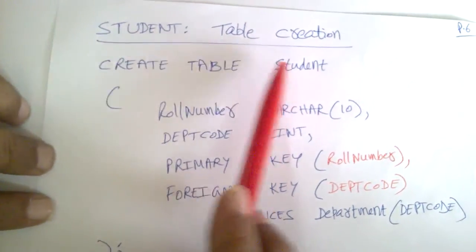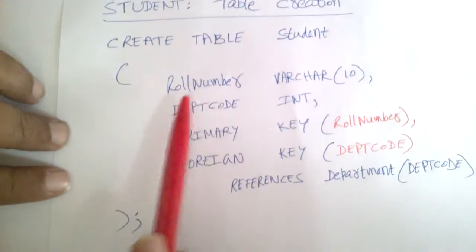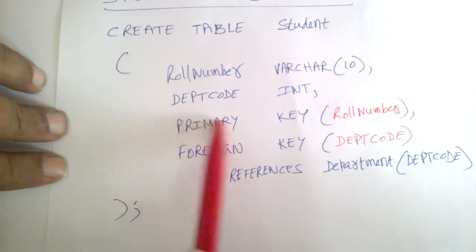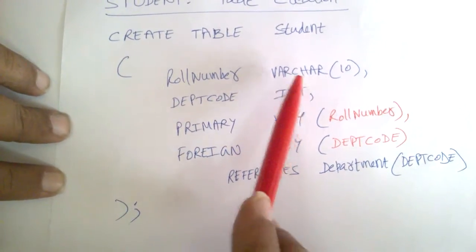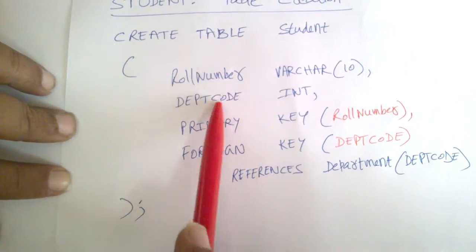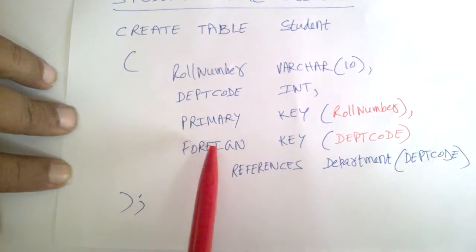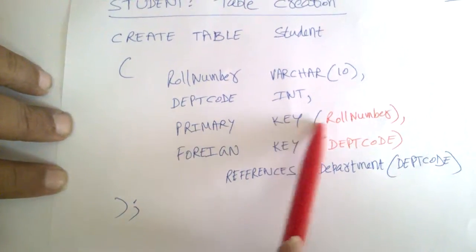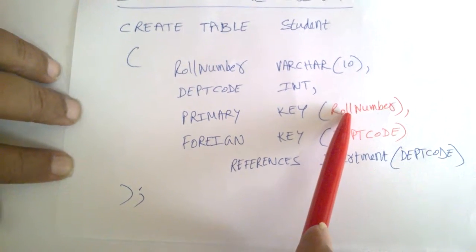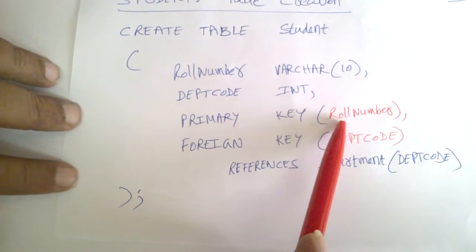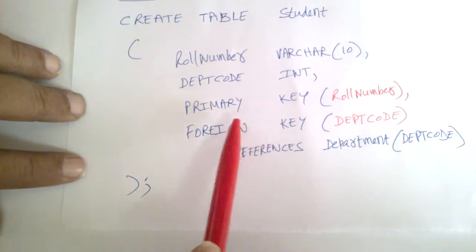So let's do that. In a similar fashion, we'll create table. This is the command, create table student, and give all the columns one by one. We have only two columns, roll number, which is a character, and department code, which is an integer. So we specify these two, and we also specify what are called constraints. Here, roll number is a primary key. This is the way we specify primary key. We have seen another way in the previous table, department.